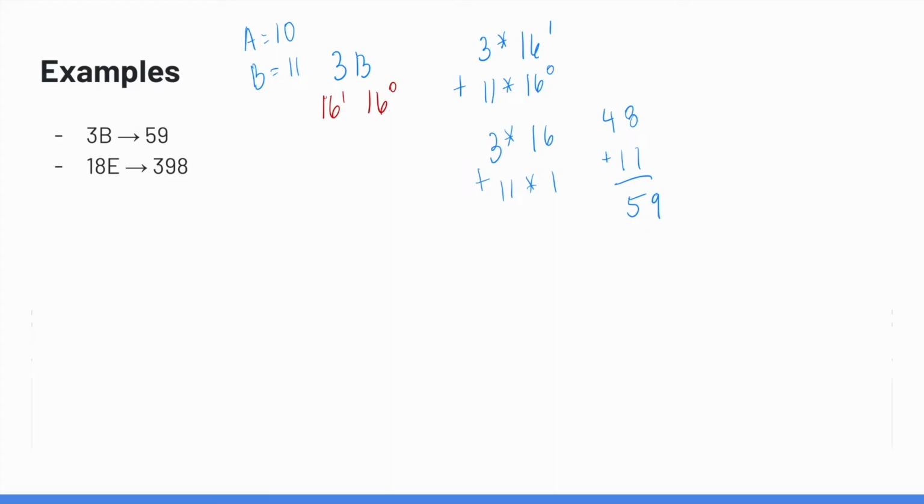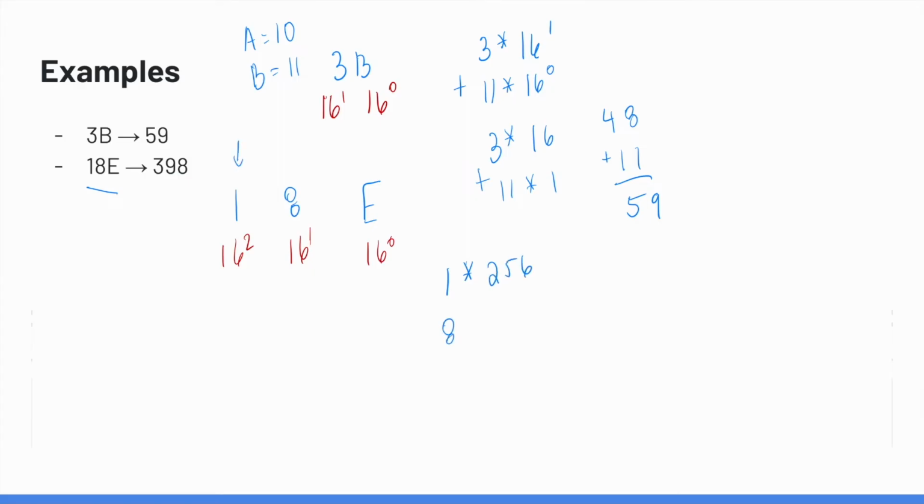Now we're going to look at a slightly bigger value, which is 18e. So e is actually equivalent to 14, right? So we've got 18e right here. And again, this is going to represent 16 to the power of 0, 16 to the power of 1, and 16 to the power of 2. Now 16 to the power of 2 is 256. So we're going to have 1 times 256 for this value right here.